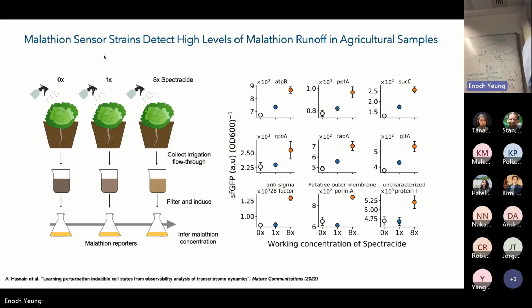All right. The only next level of real world is to take the sensors and then release them in the environment. But we don't do that, right? That's not in the purview of our regulatory framework. So we're not releasing microbes in the environment. We're taking microbes in the lab, harvesting environmental samples and showing you can actually detect the compounds, okay? So all of this work is summarized in a paper that just came out last month in Nature Communications. It's called Learning Perturbation-Inducible Cell States from Observability Analysis of Transcriptome Dynamics.